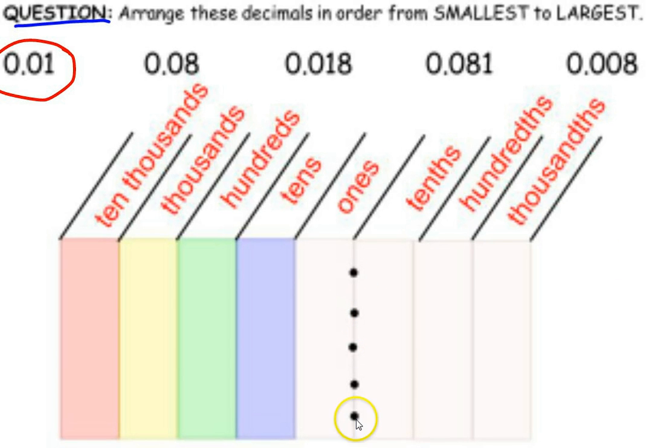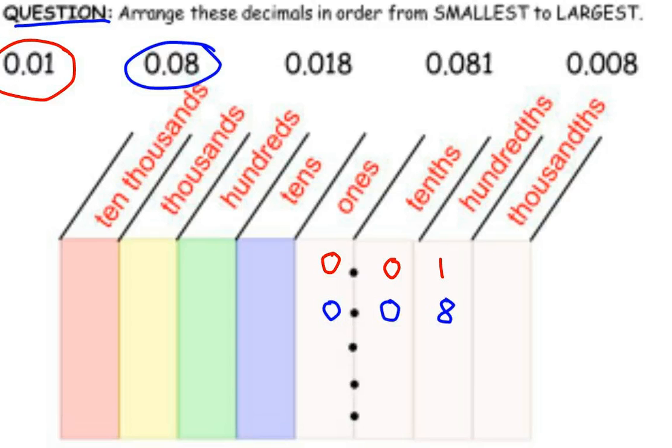So we've got our decimal points lined up here and our decimal point here. So for this one here we have 0 units, 0 tenths and 1 hundredth. So if I just pop this one into here, we've got 0 units, 0 tenths and 1 hundredth. I'm going to do the same now for this one here, 0.08. So I've got 0 units, 0 tenths and 8 hundredths. Okay, just going to do this for all of them.